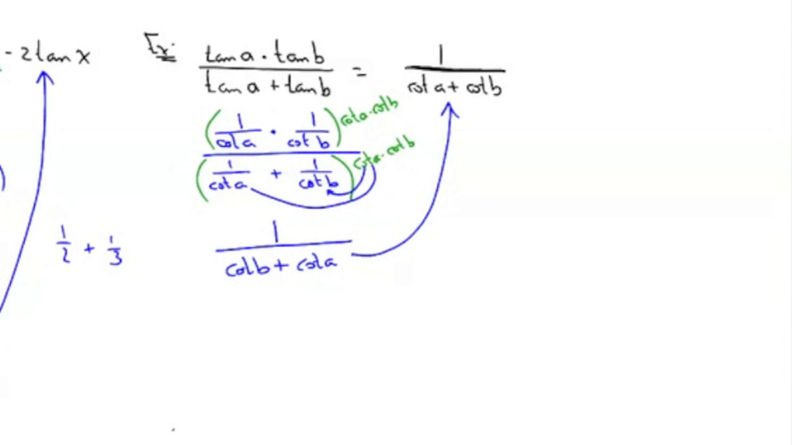What if you did the right side? This would turn into 1 over tan A, 1 over tan B, multiply times tan A, tan B, and you end up with this.